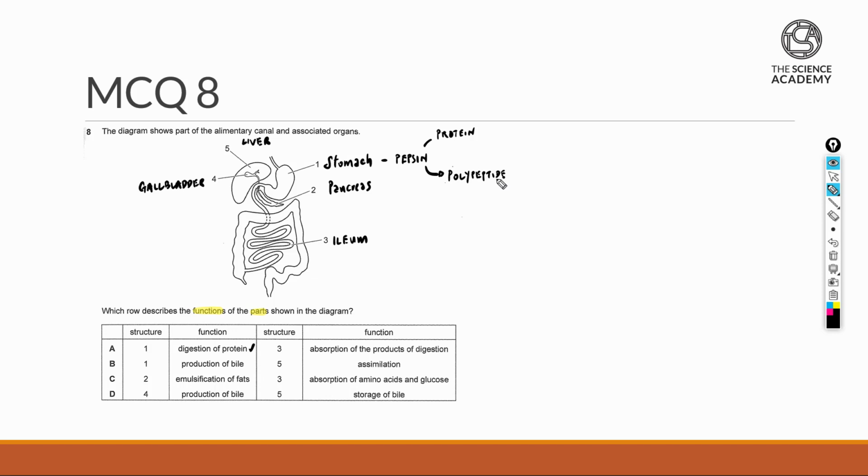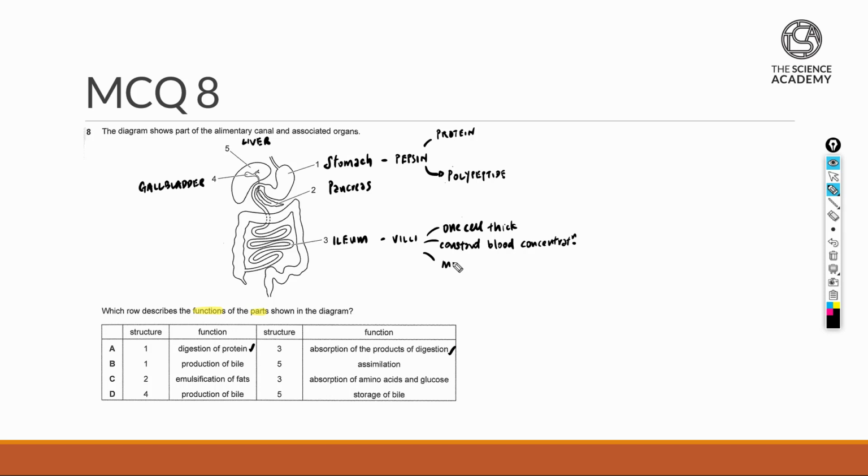So structure number 3 itself, the absorption of the products of digestion, this is true as well. So the ileum has a large number of villi that has quite a lot of adaptations. For example, being one cell thick that decreases the time taken for diffusion to take place. It also has a constant blood flow, so this maintains the concentration gradient so that we can facilitate a continuous diffusion process to absorb the food itself.